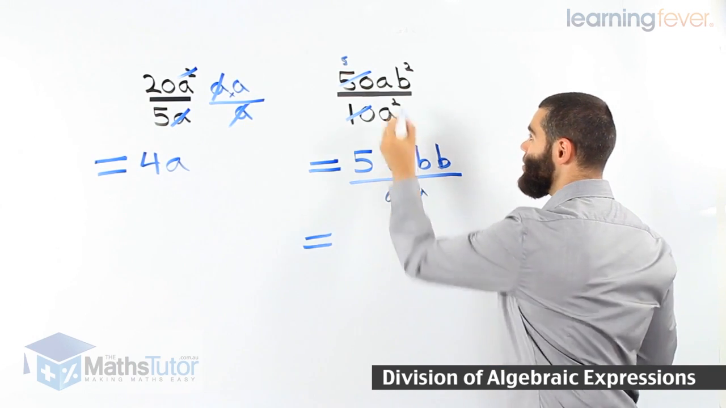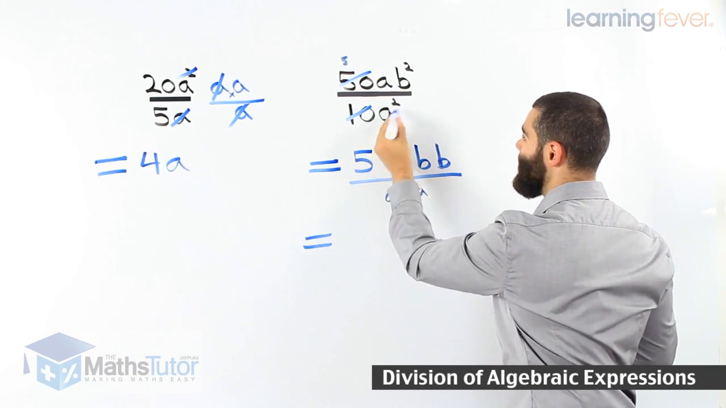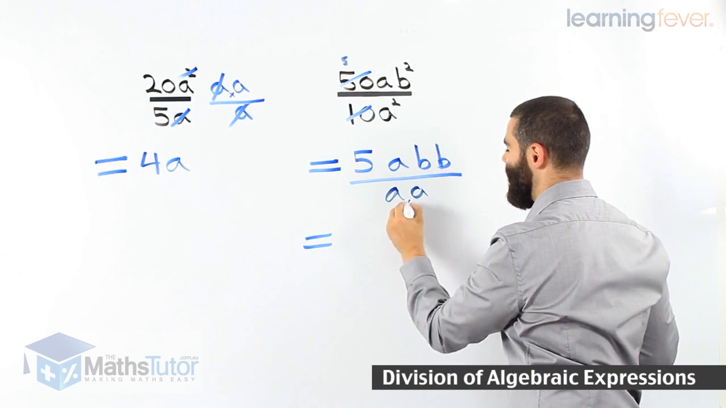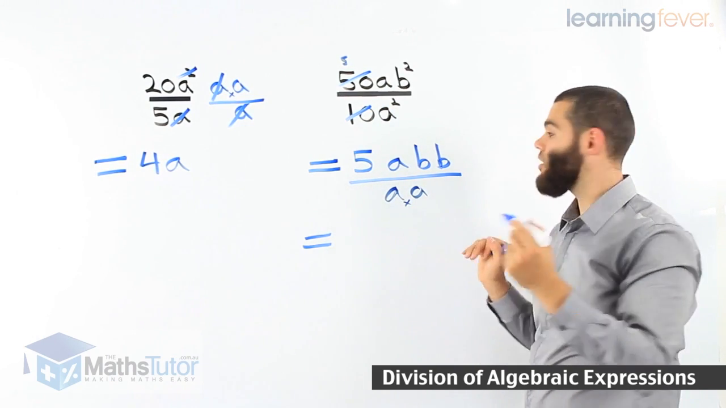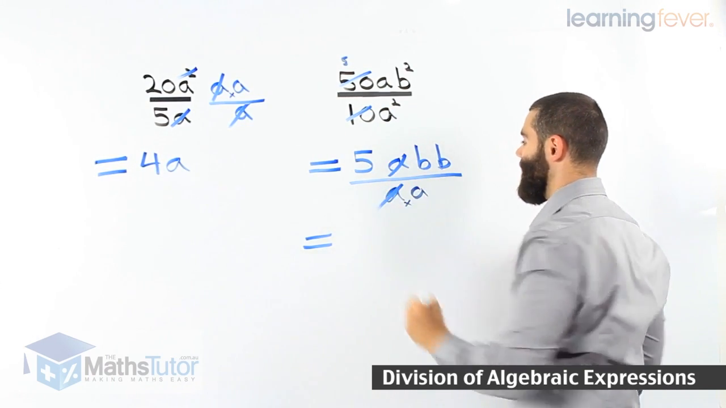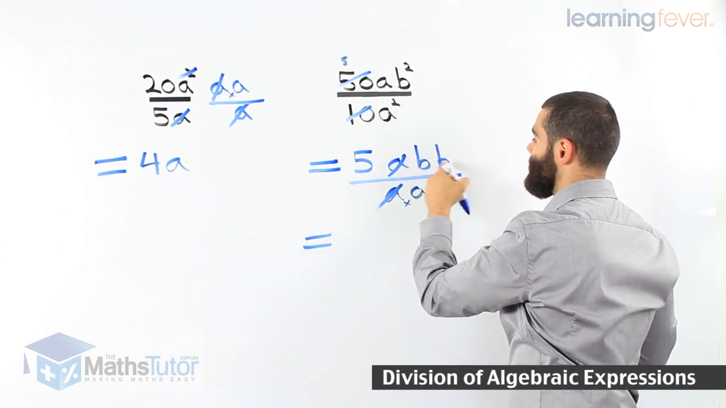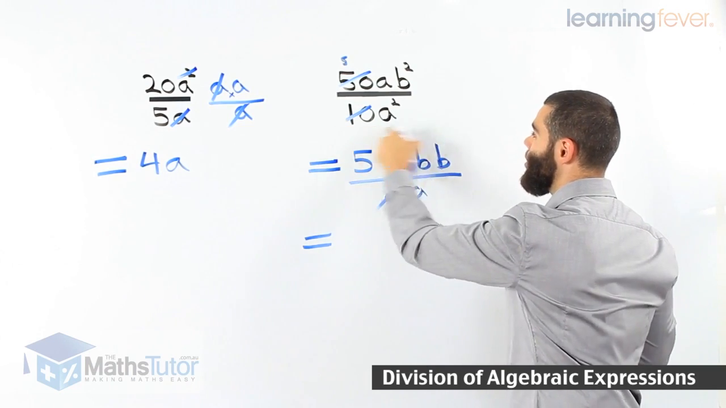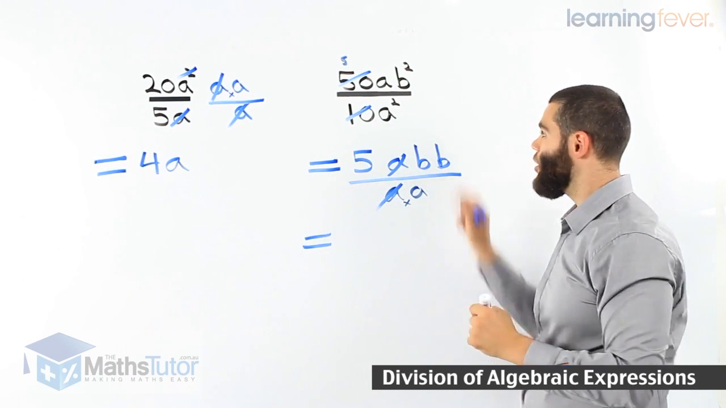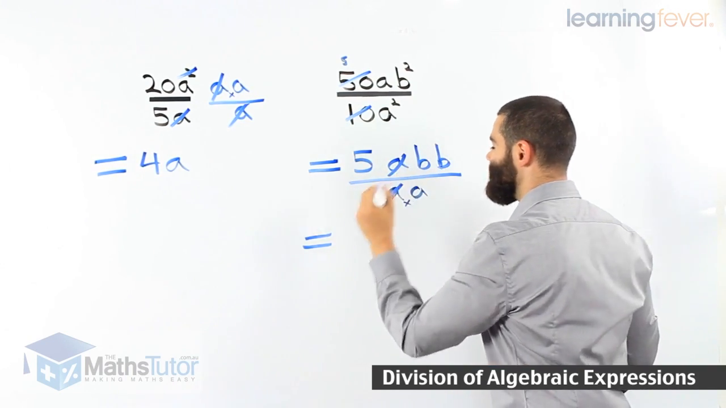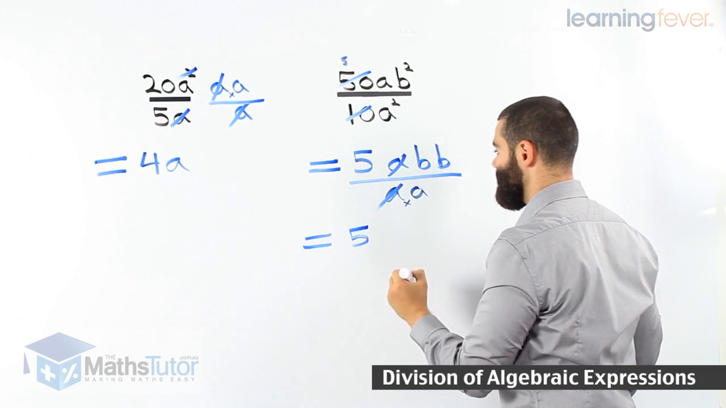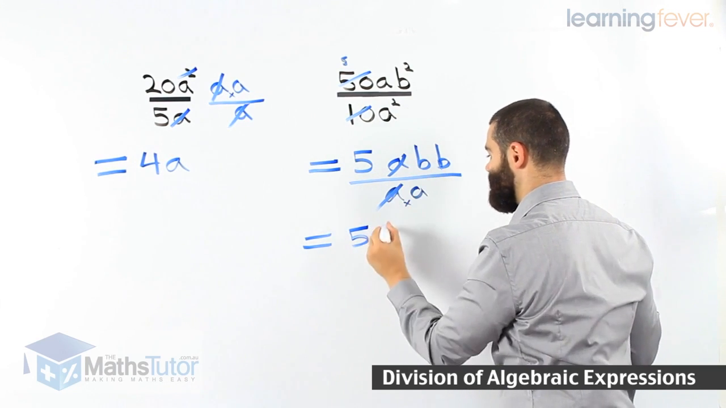So the a, there's 1 on top, there's 2 on the bottom, a squared, aa. Well, really a times a. Okay, so the a is gone with the a. And b squared on top. Is there anything on the bottom that they can cancel out with? No, there are no b's. So our answer is 5bb, or 5b squared.